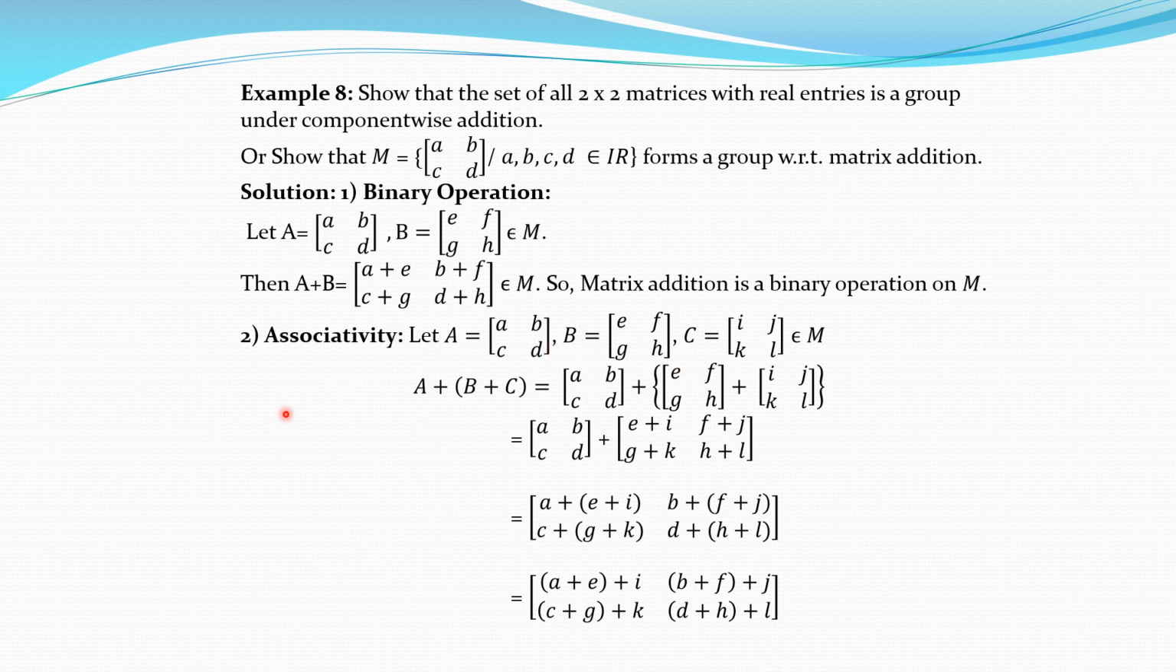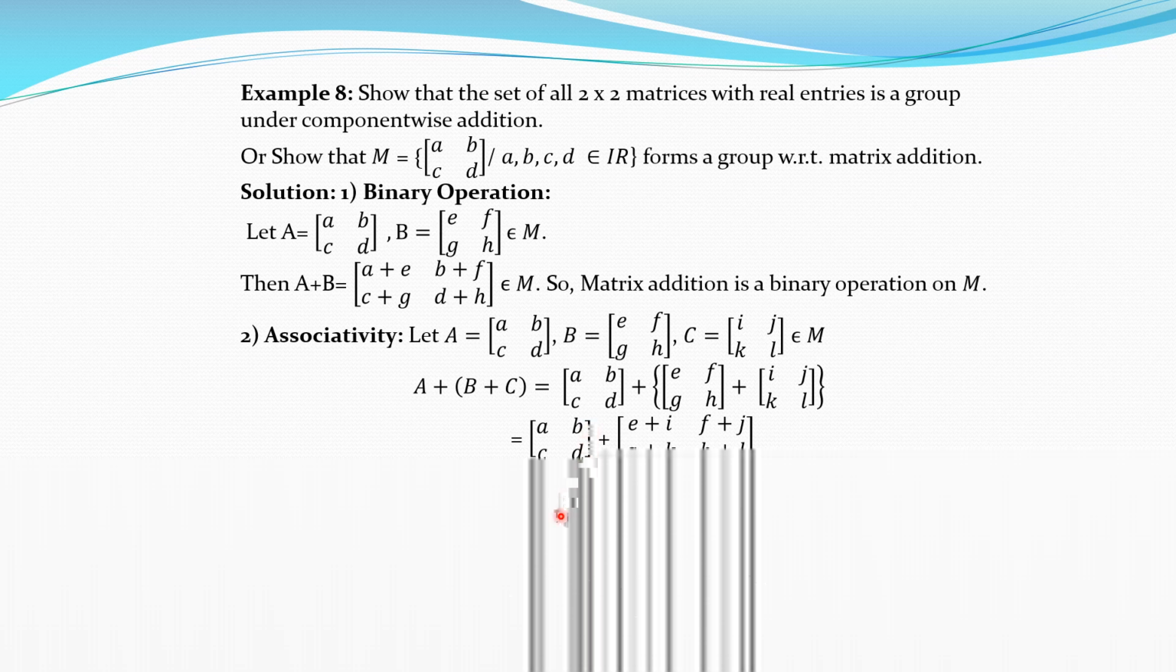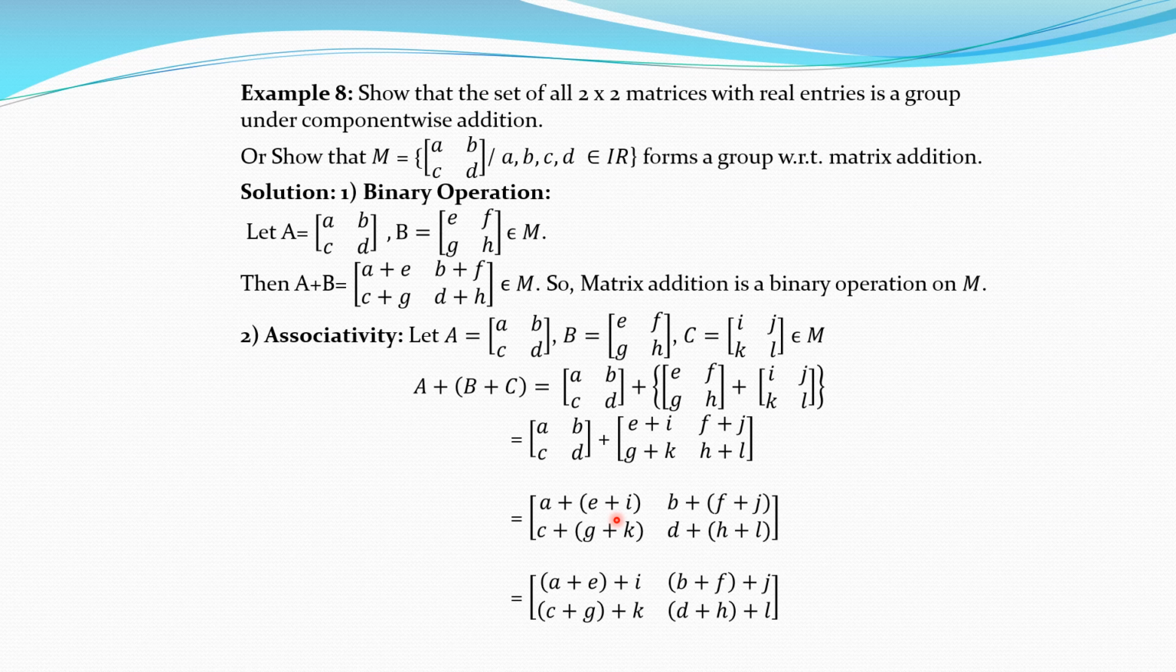Now we find A plus (B plus C). So first we add B and C. According to matrix addition, we get this matrix. Again do the matrix addition. So in the first entry, we are adding E plus I, and in the second, we are adding F plus J. Now these are all real numbers, and in real numbers, addition is associative in every element.